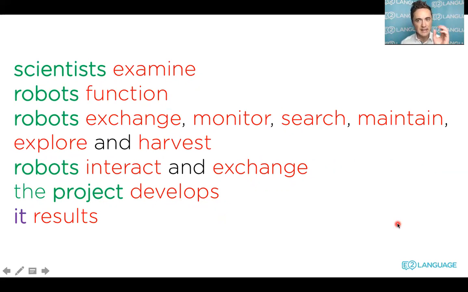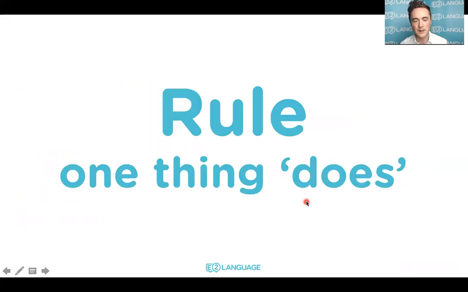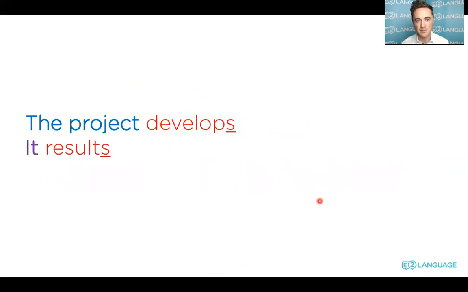Interesting. So there's an influence here. This subject is changing the verb. It affects the verb, okay? But how? It's a funny thing. Here's the rule. One, and this is what you just have to keep in your mind when you're writing these sentences. One thing does. Please say it after me. Ready? One thing does. One thing does. You need to just burn that into your brain, right? The project develops. One thing does. It results. One thing does.